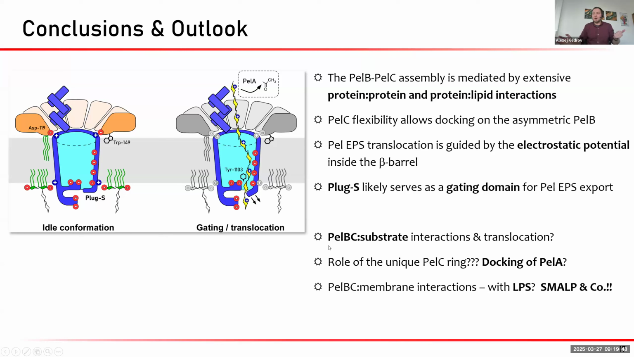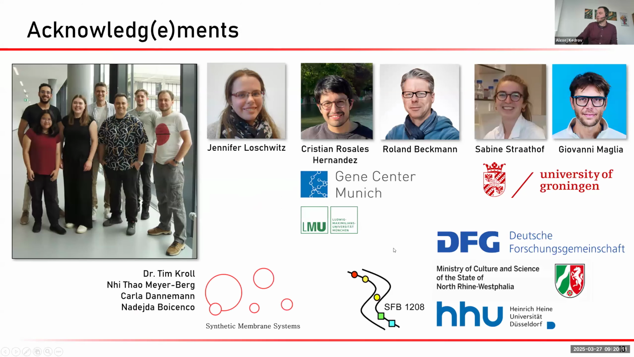We still have no idea why the C ring is required. It's not conserved evolutionarily. The barrel is C ring net. No, maybe it supports docking enzyme A. We don't know exactly the interaction with native membrane, so that's where we're betting now on SMALP and ultra amphipoles, and surely PelBC interaction with substrate would be the next frontier. And then acknowledging people, Marius, Jennifer, all the collaborators, funding agencies, and you for your attention and patience. Thank you very much.